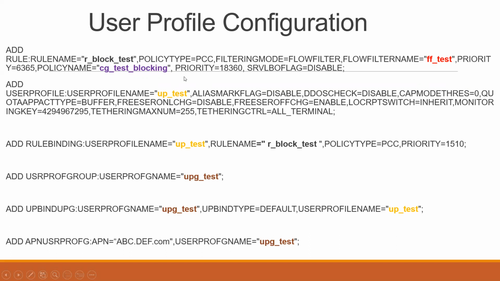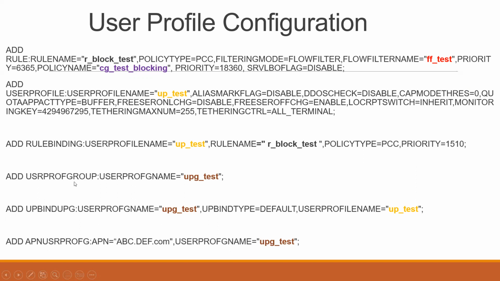Okay. Next is to add a new user profile. This command is very simple: add user profile, the profile name, and it should be a unique profile name. Next is to bind this rule to this user profile. So add rule binding, the user profile name uptest, and R block has this new rule that I've created. I am binding it to the user profile.